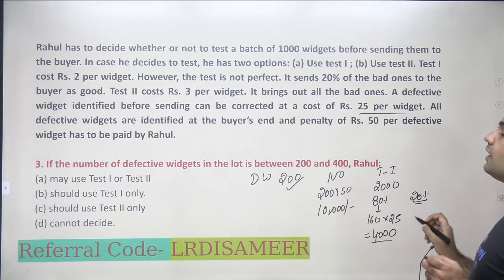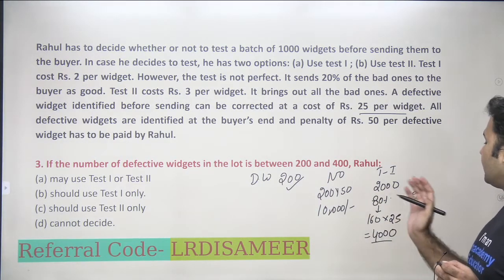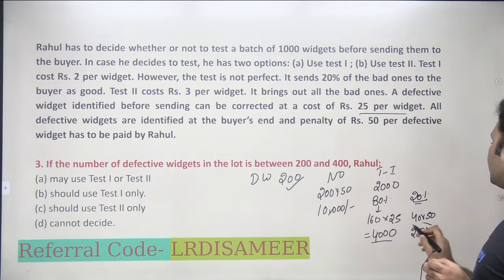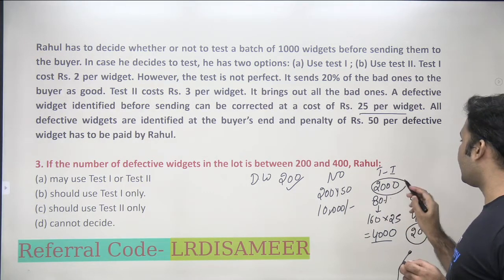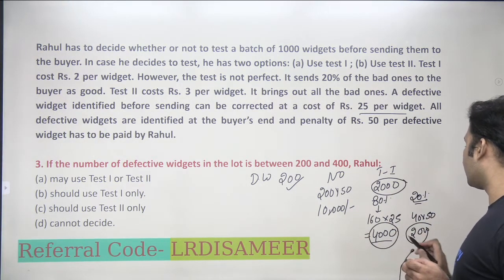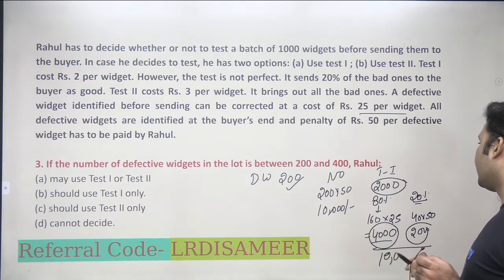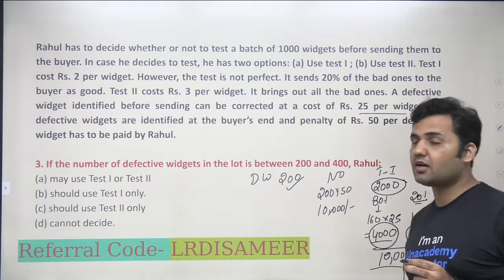20% of 200 is 1/5, that is 40. So 40 into 50, he will be spending 2,000 rupees here, right? So total money, you can see that in test 1, 2,000 plus 4,000 plus 2,000, that would be total 10,000, right? In test 1, again, he's spending 10,000.